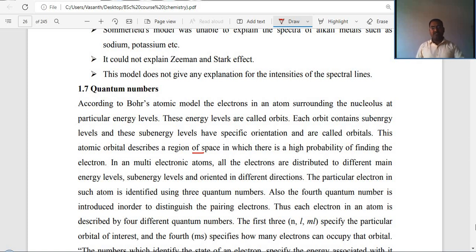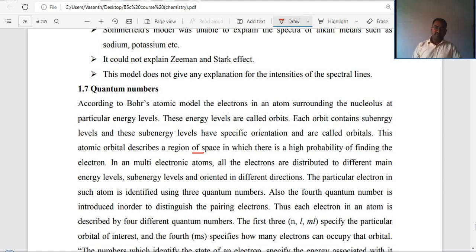Okay, in the previous class we discussed the concept of atomic structure and models of atoms, Zeeman effect, Stark effect, black body radiation spectrum, line spectrum of hydrogen atom, etc.